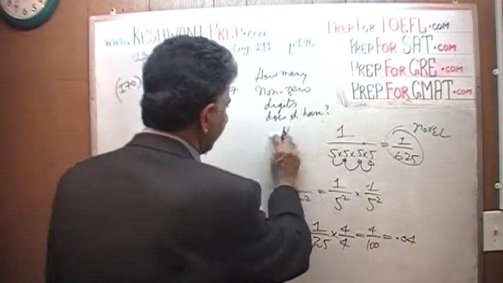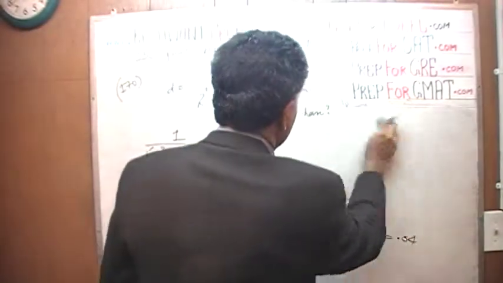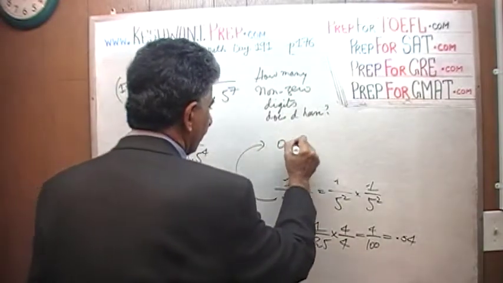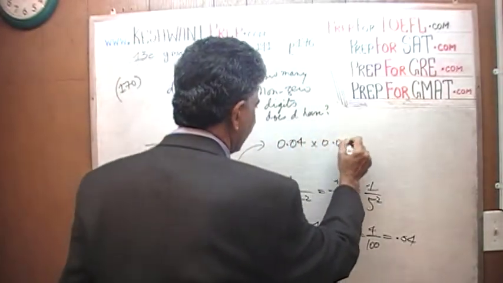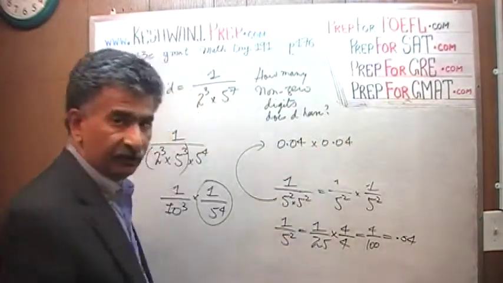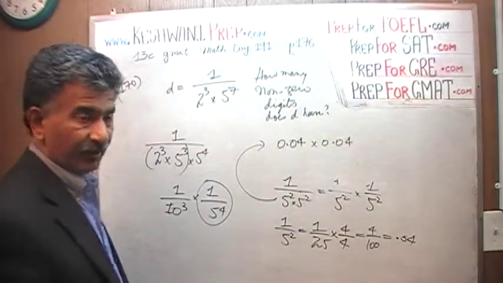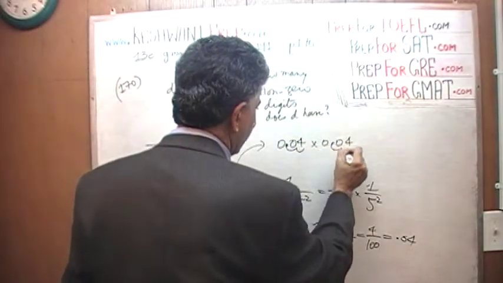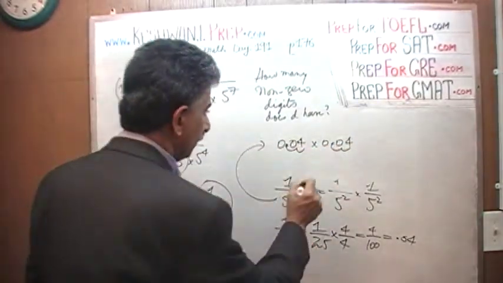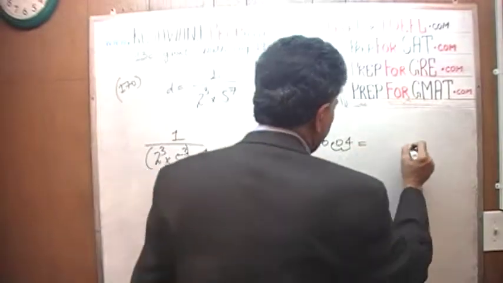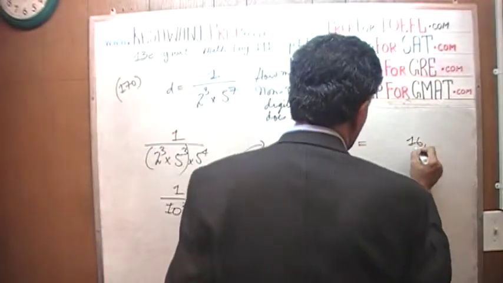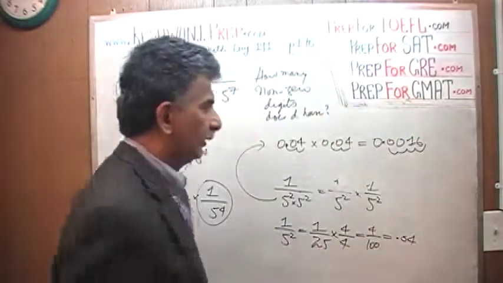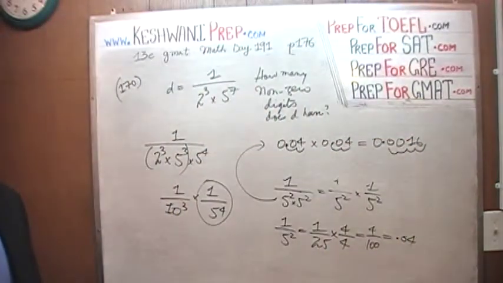So this part here is simply 0.04 times 0.04. 4 times 4 is 16, and how many decimal places is it going to have? Let's calculate it. 1 and 2, and 1 and 2, 4 of them. So here's our 16, and we need 4 decimal places: 1, 2, 3, and 4. There you go, that's your answer, 0.0016.